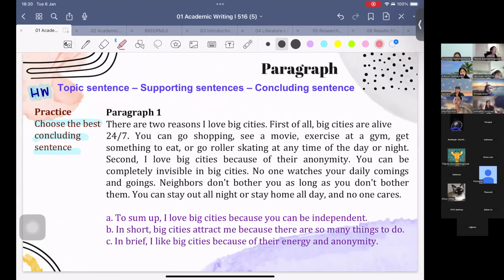Last but not least, the concluding sentence. This one's simple. So let's take the answer from the class again. What do you think? What would be the answer? A, B, or C? Let's type the answer in the chat box.